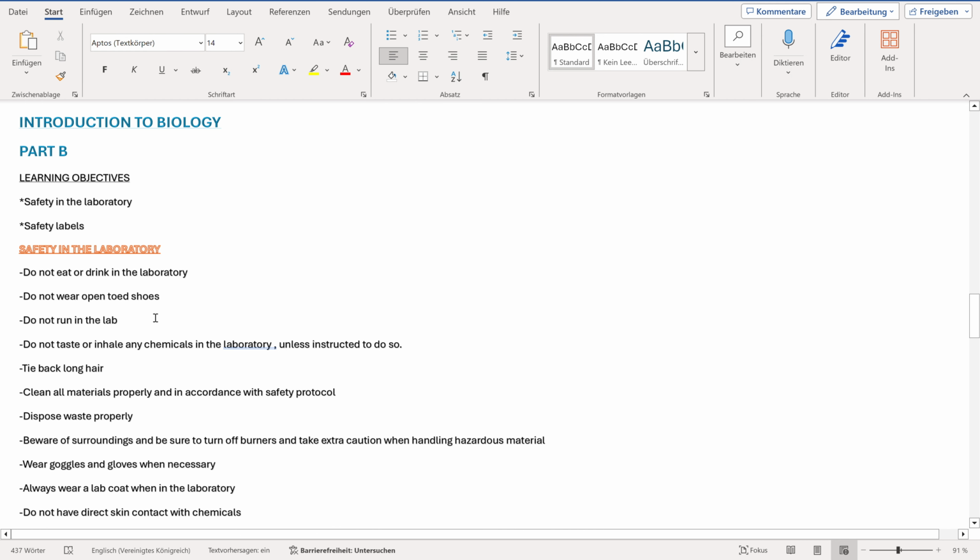Do not run in the lab. Yes, learners and scientists are advised not to run in the lab for obvious reasons. You might end up breaking apparatus, you might end up spilling chemicals, you might even end up falling down and getting hurt yourself. Okay, so do not run in the lab.